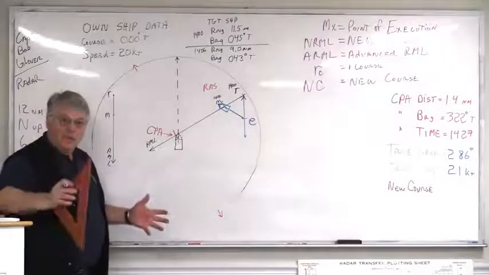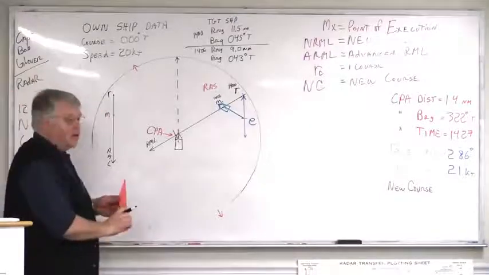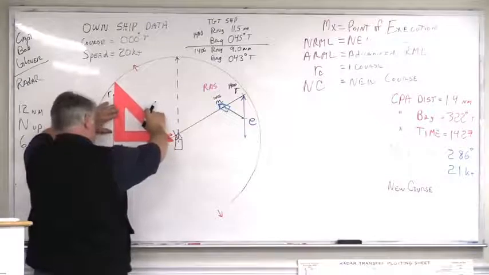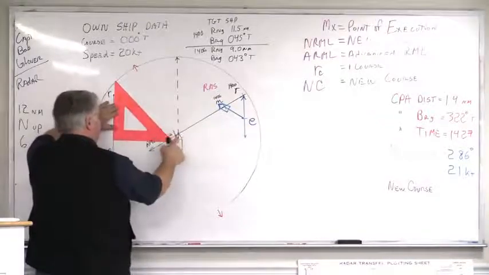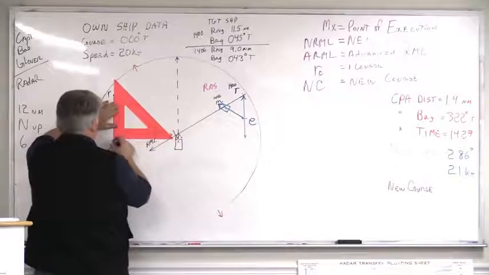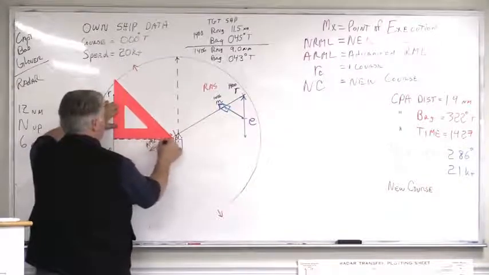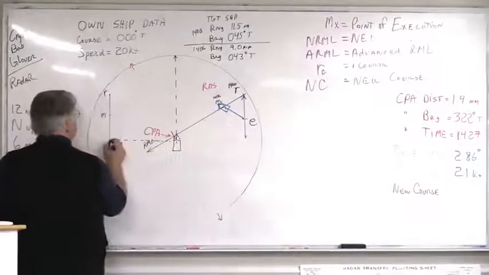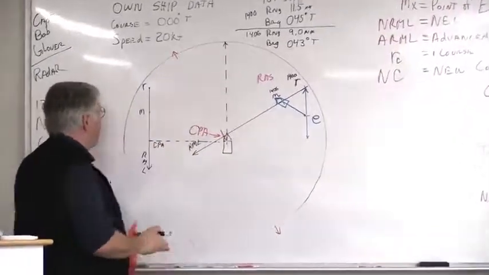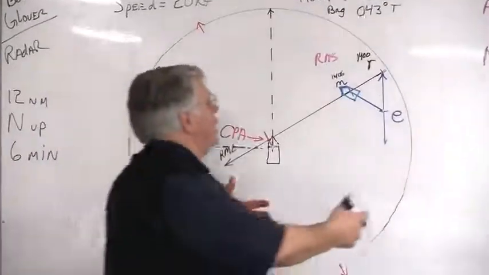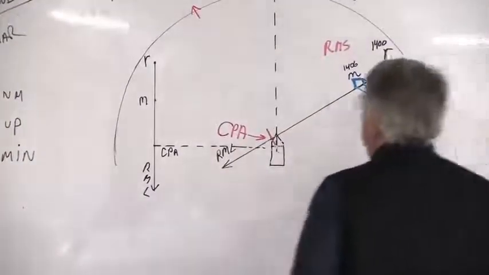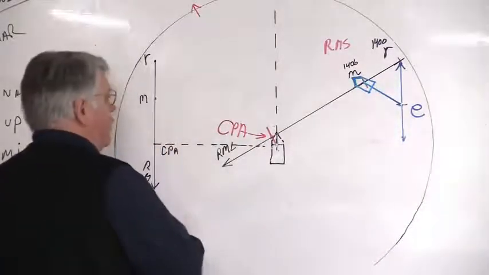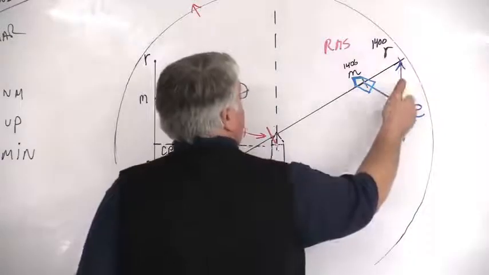We're going to get our CPA by taking our 90-degree straight edge, placing it on the relative motion line, and drawing it through our position. And this is the CPA. Okay, so we've acquired the point of CPA on that relative motion line. We go ahead and calculate the distance, bearing, and time like we normally do. Then we go to the step that we've just reviewed here, and we're going to find E.